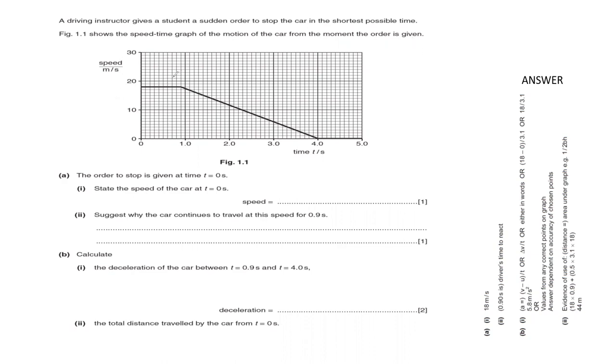So this is a graph showing the speed-time graph when the order is given. For some time, for example, the car continued to move with a constant speed, as you can see in this part. Even though the order is given, the car continued to move with a constant speed, and then the car slowed down and eventually stopped. So what might be a reason why the car continued to move with a constant speed for some time?